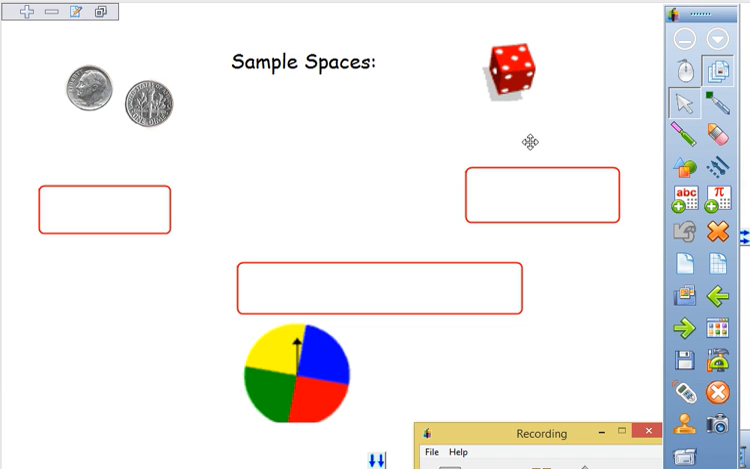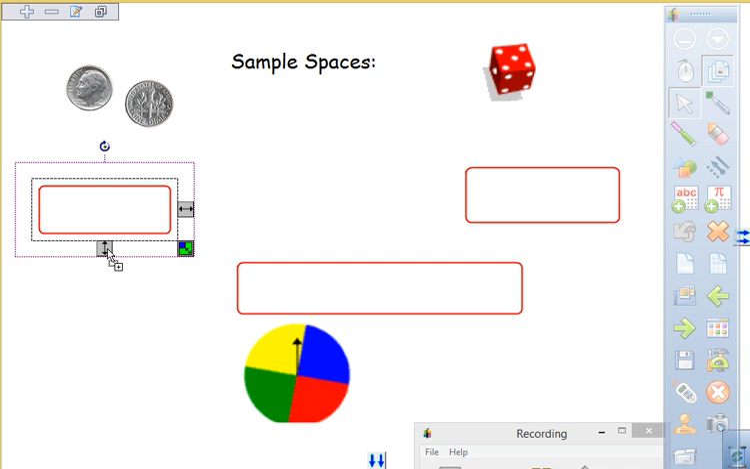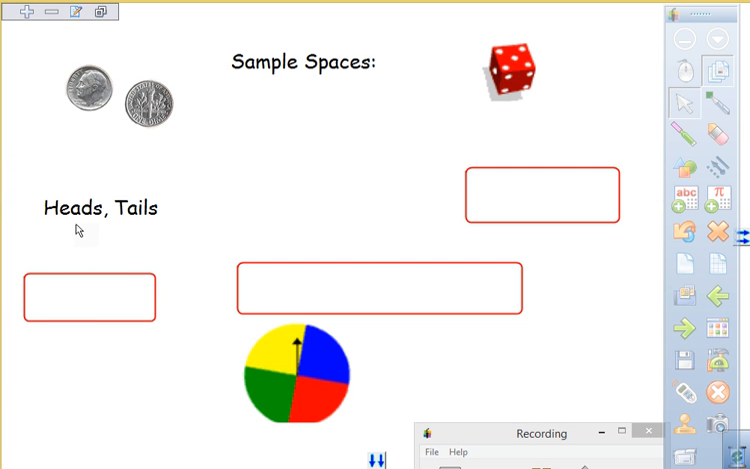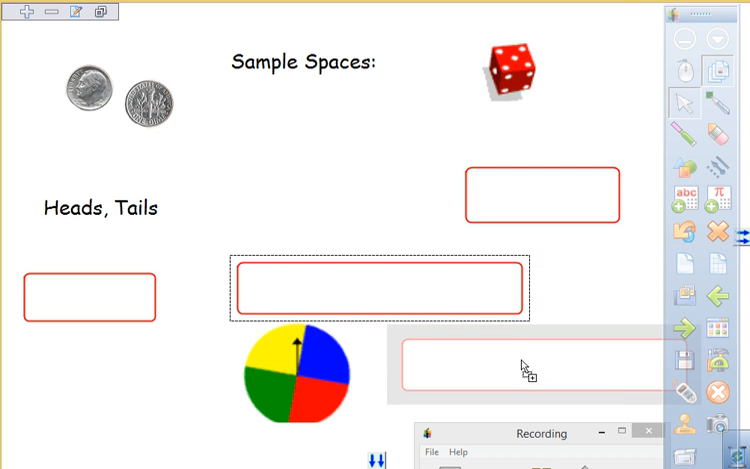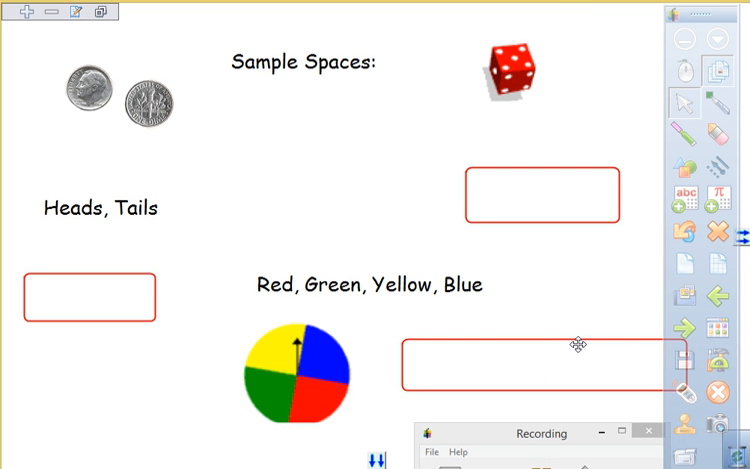So let me explain a sample space. A sample space are the things that could happen if we did the experiment. So if I flipped a coin, my sample space would either be getting heads or getting tails. Spinning the spinner, my sample space would be red, green, yellow, and blue. To roll this die, my options would be getting a 1, a 2, a 3, a 4, a 5, or a 6. So sample spaces are the things that could happen.